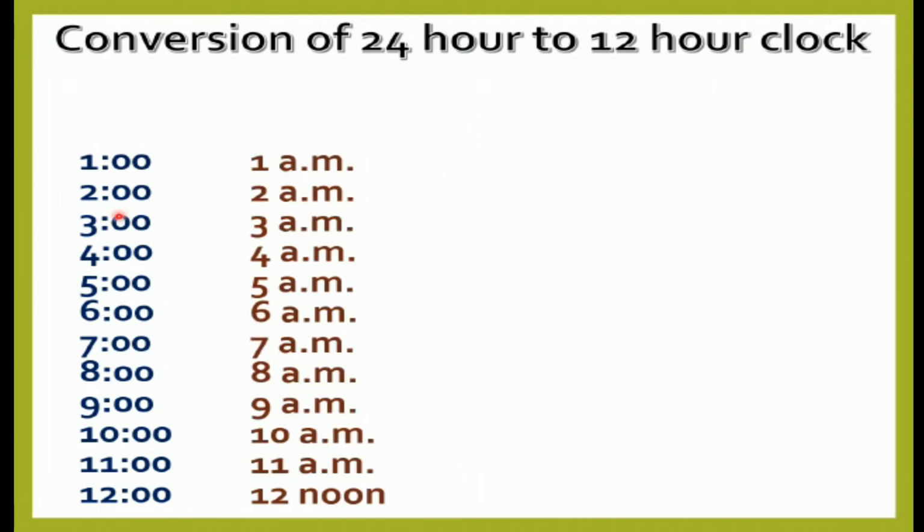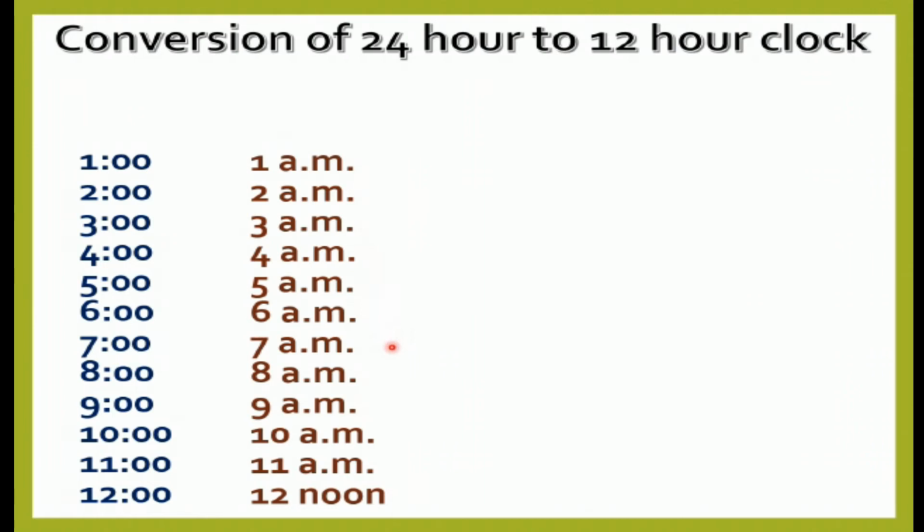We will write 1 hour as 1 AM, 2 hours as 2 AM, 3 hours as 3 AM, 4 hours as 4 AM, 5 hours as 5 AM, 6 hours as 6 AM, 7 hours as 7 AM, 8 hours as 8 AM, 9 hours as 9 AM, 10 hours as 10 AM, 11 hours as 11 AM, and 12 hours as 12 noon. In the 12-hour clock we will write like this, using AM.